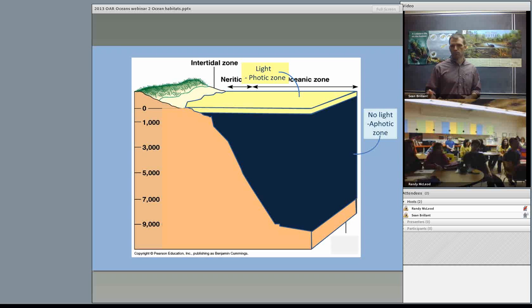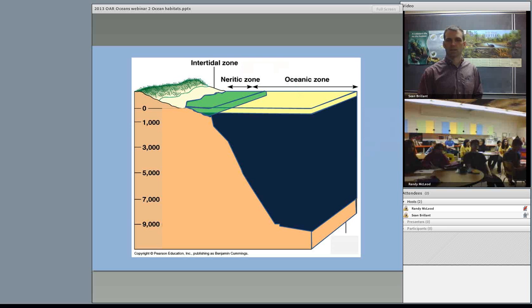There is some production that occurs in this lower zone through hydrothermal vents and lithotrophic systems, but we'll talk about that in a bit. But for the most part, it's really important that there is no productivity in this part.